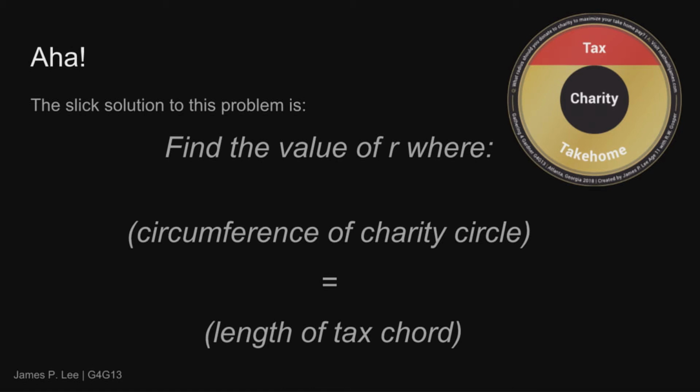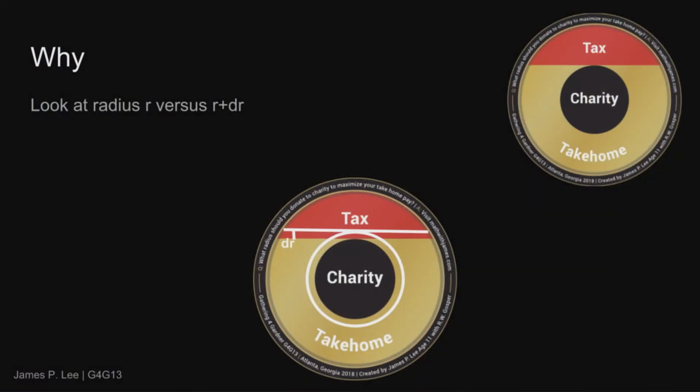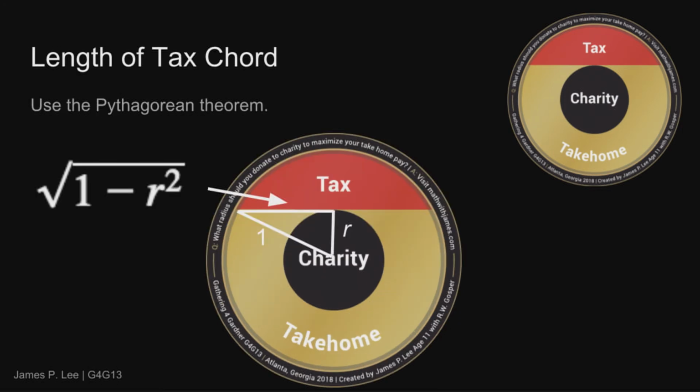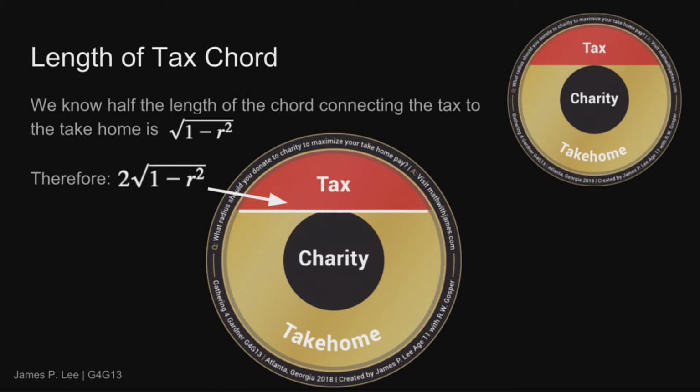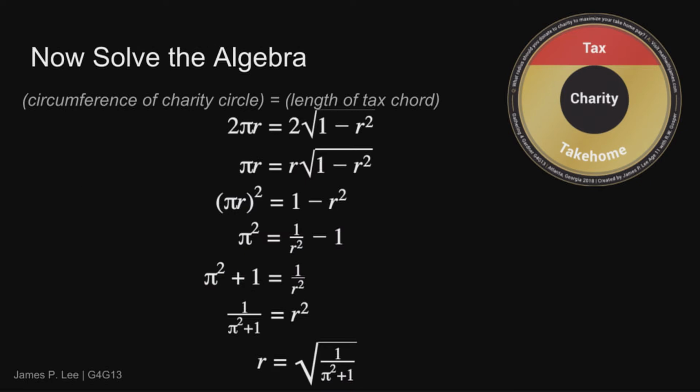The first way I solve this is I know that I will maximize my take-home when the circumference of the charity hole is equal to the length of the tax cord, because when you increase r by dr, you lose 2 pi r dr, but you gain the length of the tax cord times dr. So using the Pythagorean theorem, we figure out that half the tax cord is the square root of 1 minus r squared. So the whole tax cord is 2 times that. And now you solve the algebra for that, and you do get r equals the square root of 1 over pi squared plus 1.